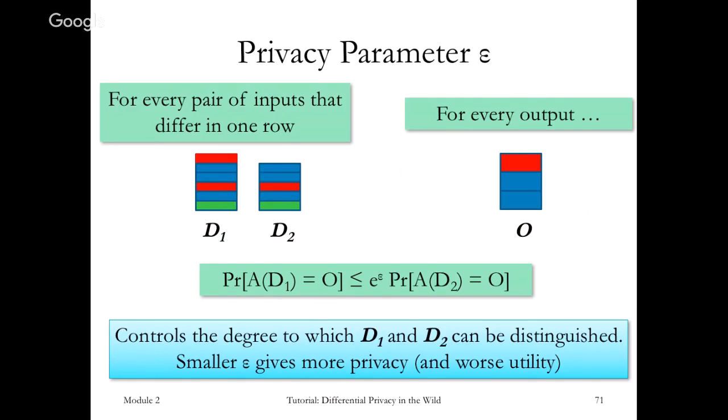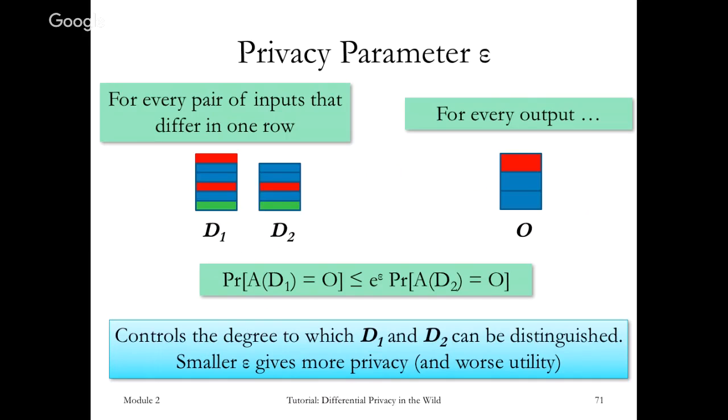Okay, so finally the privacy parameter. Back to the definition: for every pair of inputs that differ in one row and for every output, we want their probabilities to be similar. I just rearranged the equation a little bit there, but we want these two probabilities to be similar. They can differ by this e to the epsilon term.